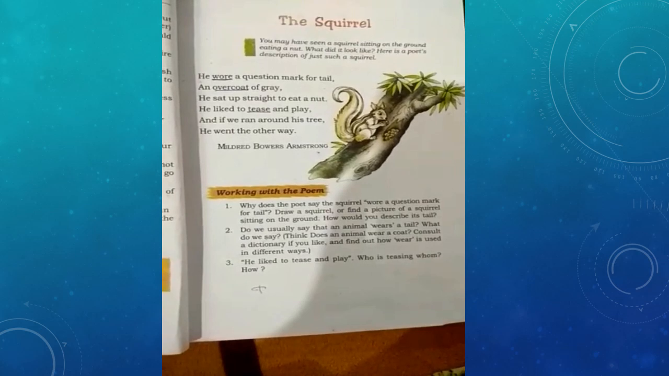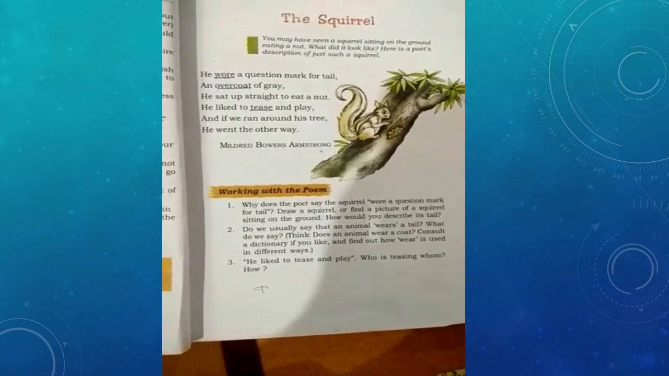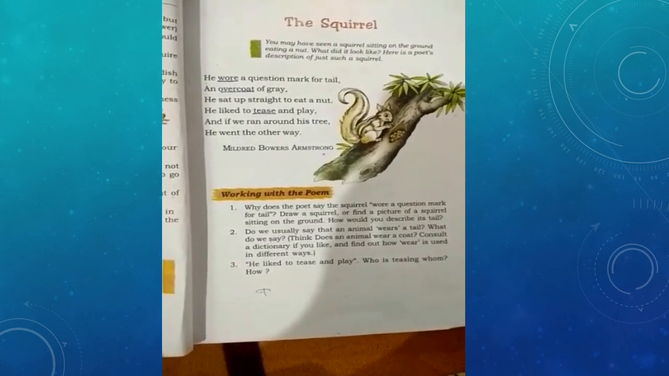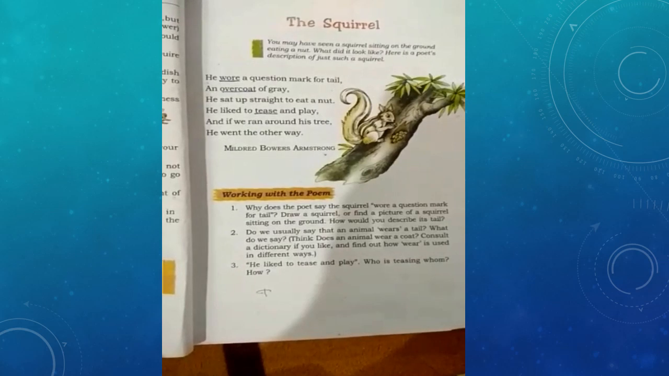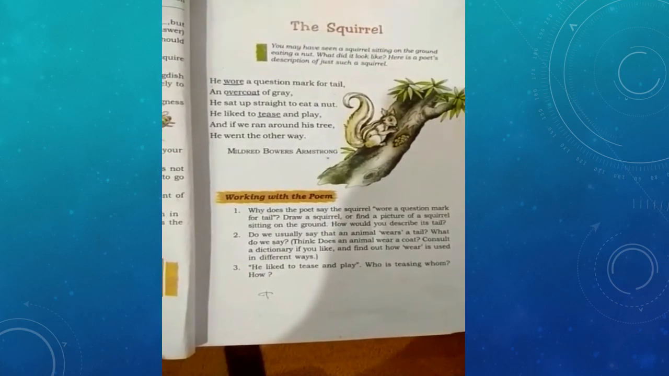He wore a question mark for tail, an overcoat of grey. He sat up straight to eat a nut. He liked to tease and play. And if it rained around his tree, he went the other way.